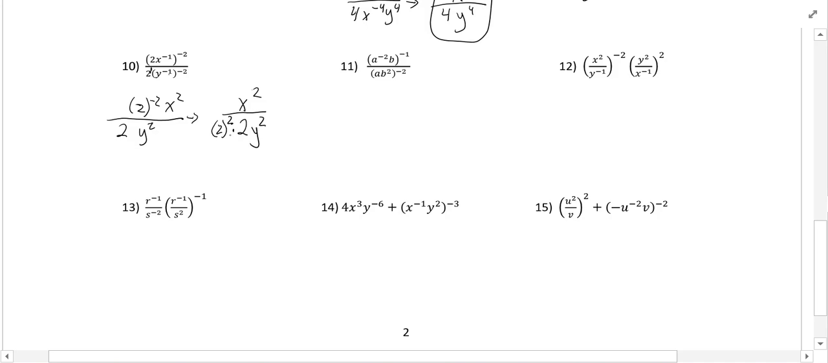All right, so the last thing left to do is to simplify. 2 squared is 4, times 2 is 8. So your final answer is x squared over 8y squared.